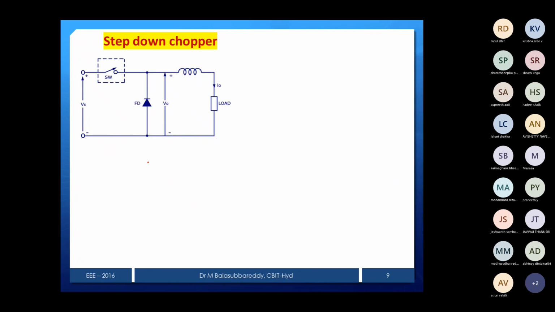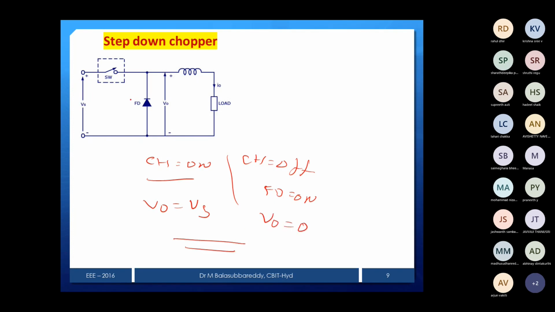The first step is the chopper is on, then the second step is the chopper is off. When the chopper is on, output voltage is equal to Vs. When the chopper is off, the freewheeling diode will be on, then the output voltage will be 0. Why is the output voltage 0? Because the diode is conducting. If this is on, the load is directly short circuited, and the current freewheels through the freewheeling diode.